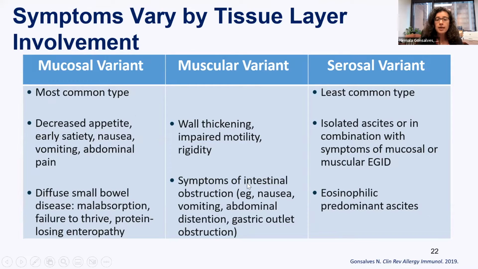If you have the muscular variant or that thicker variant, you can have wall thickening of that gut, impaired motility, and it is also a rigid gut. You can have symptoms of intestinal obstruction, including nausea, vomiting, abdominal distension, and gastric outlet obstruction, particularly if you have that narrowing of that pylorus, which is the opening from the stomach to the small intestine. The serosal variant is the least common type. This can have isolated ascites or ascites in combination with mucosal or muscular EGID. And that ascites or belly water, if you were to tap it or take a sample of it, shows a lot of eosinophils in that fluid.